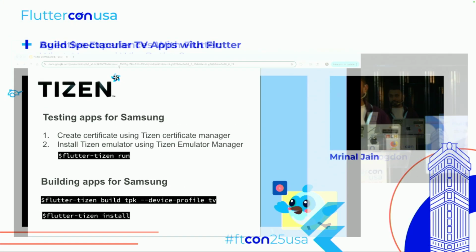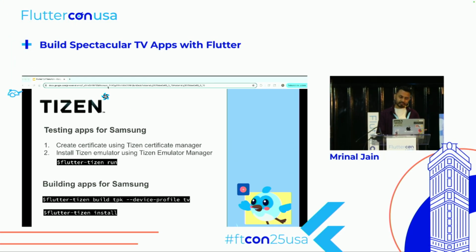And for creating the actual build, again the command is Flutter Tizen build, and then you can create the TPK with the help of that. And then if you want to install it, the command is flutter tizen install. That is what you can use.